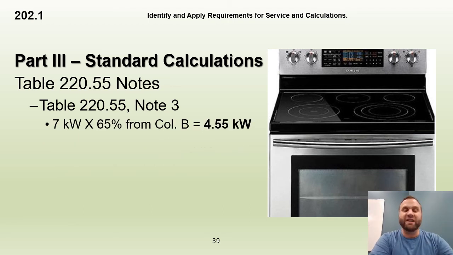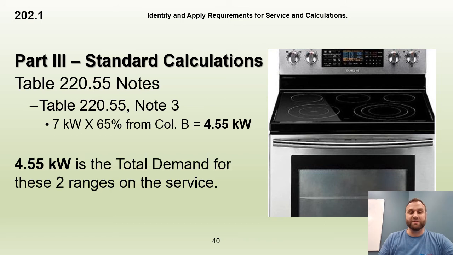So I take 7 kW and I multiply it by the percentage found from column B, which is 65%. That leaves me with a total of 4.55 kW. Now, column C said that we could use up to 11 kW, but because of note number 3, I have permission to use even less. I don't have to include that total of 11 kW in my overall service. I can go as low as 4.55 kW in the total demand for these two ranges on the service.